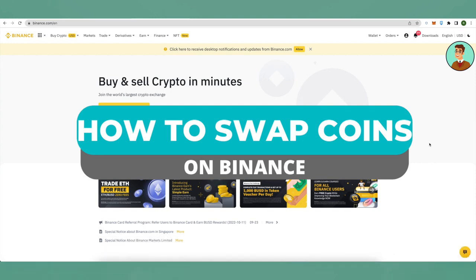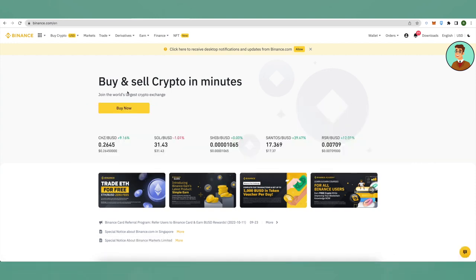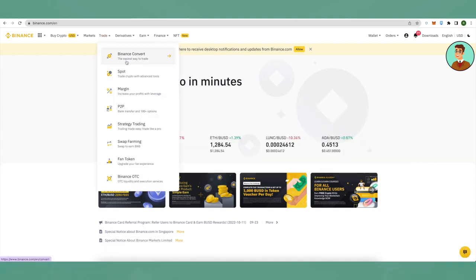Today I will be telling you how you can swap one crypto to another on Binance. So first of all, log into your account, then click on trade, and here you will see the option of Binance Convert.